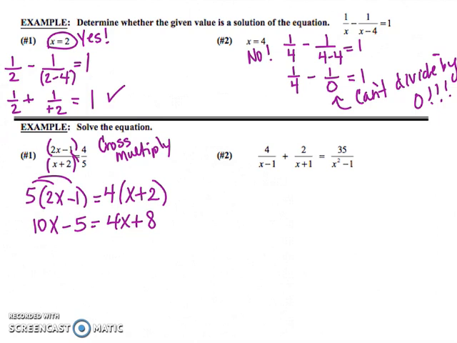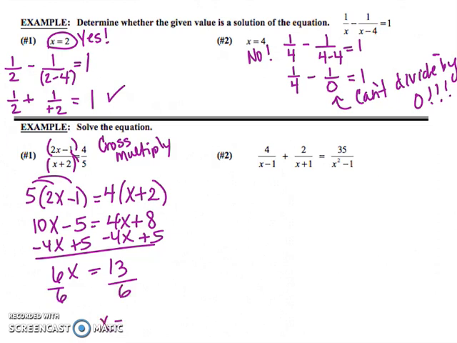And now I'm just going to solve for x. So if I subtract 4x from both sides, I'm going to get 6x. If I add 5 to both sides, I'm going to get 13. So I get an answer of x equals 13/6. Can't be reduced, so we're just going to leave it improper.